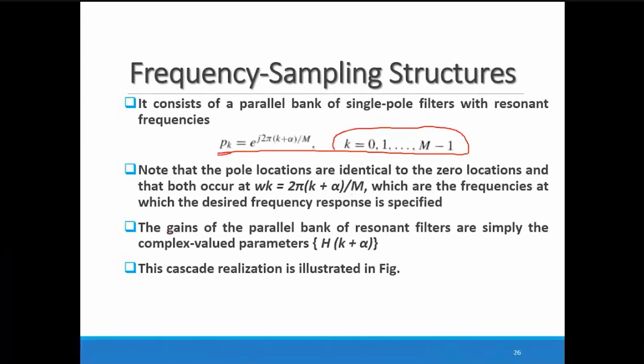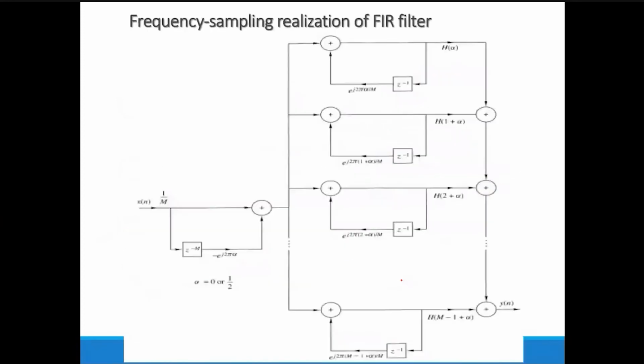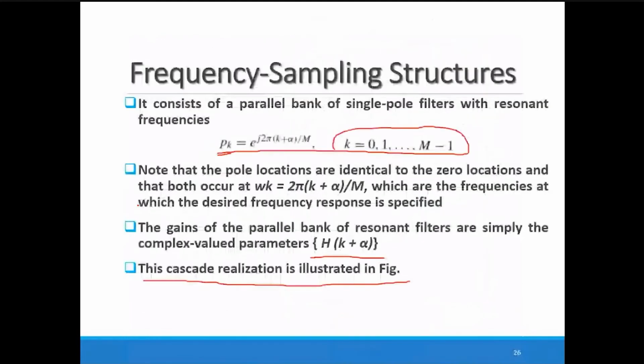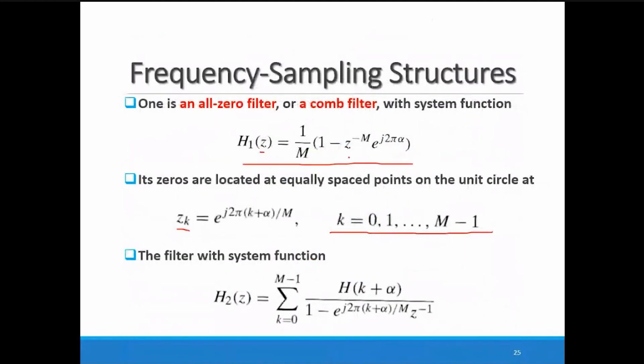The gains of the parallel bank of resonant filters are simply the complex valued parameters H of k plus alpha. This cascade realization is illustrated in the figure. When you implement this equation, this is the first part, H1(z), having the value 1 by M into 1 minus z raised to minus M e raised to j 2 pi alpha. So this is the first part.